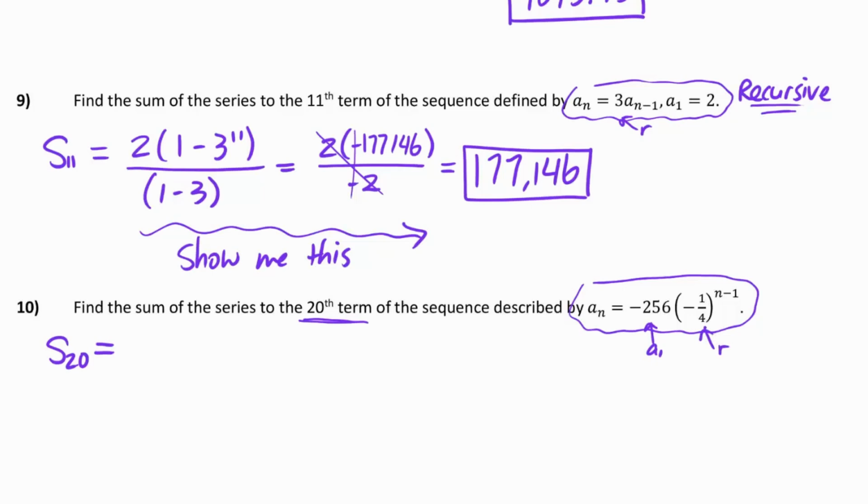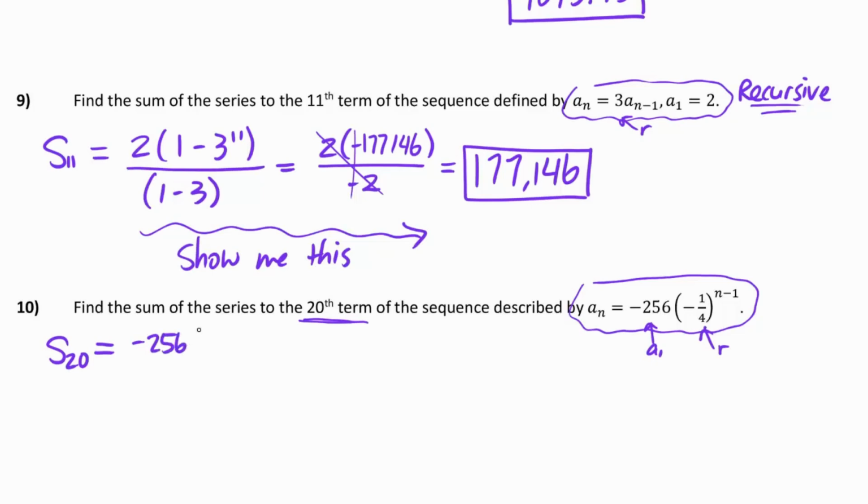The negative 1/4 is my r. It's my ratio. So this would be an alternating pattern between positive and negative values. And actually it's decaying. It's getting smaller because multiplying by negative 1/4 is really dividing by 4. So everything gets small, small, small, small, and alternates at the same time. So really kind of a crazy idea.